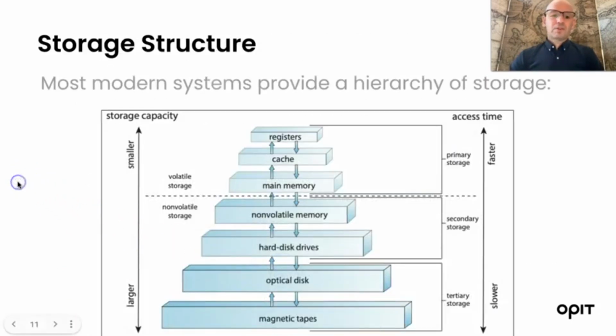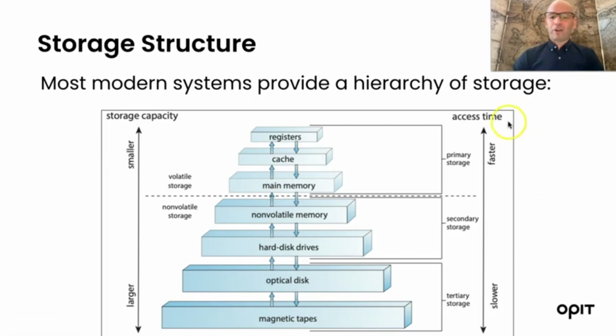Looking at the storage structure, most modern systems provide a hierarchy of storage. And this is shown in this diagram, which I actually really like because it goes from over here, access time. So down here are the slowest access time storage, and up on the top here is the fastest access time for storage. Of course, as we learn in computer architecture, as we go from slower to faster, that's great, but there's an increase in cost, right? As we move into faster storage types, they become much more expensive.